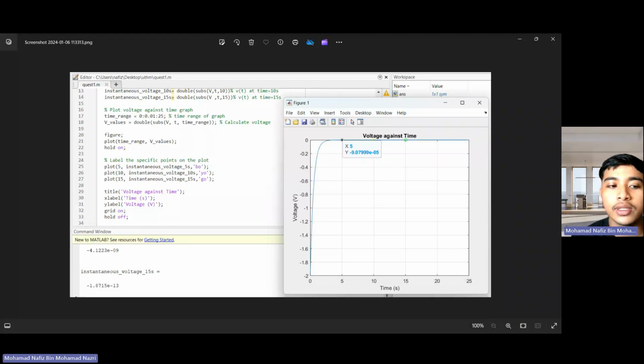Lastly, hold on means we add a new graph, grid on means to display the grid lines, and hold off means close the add graph function. I think that's all for me. Thank you, Doctor and everyone.